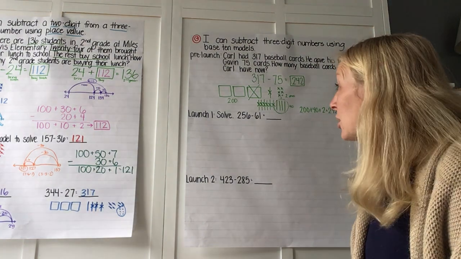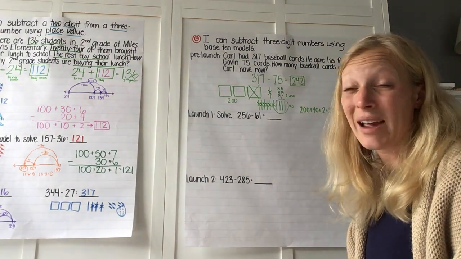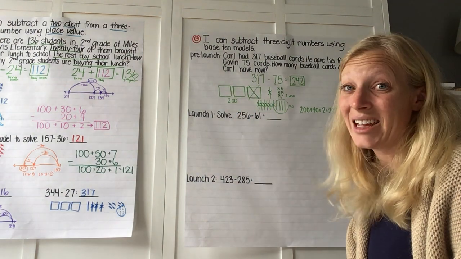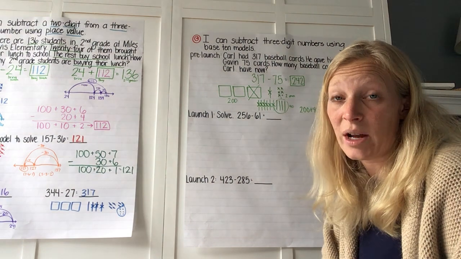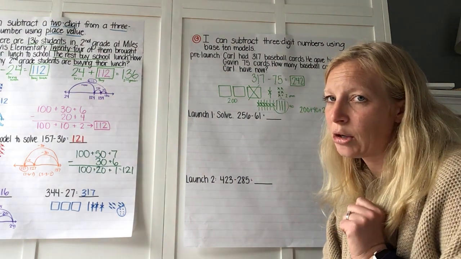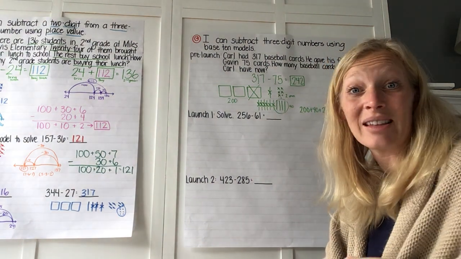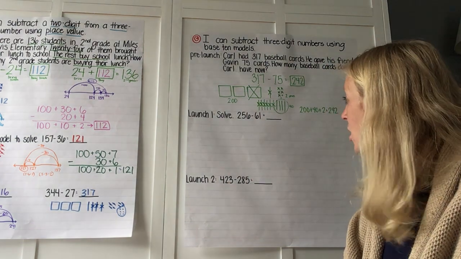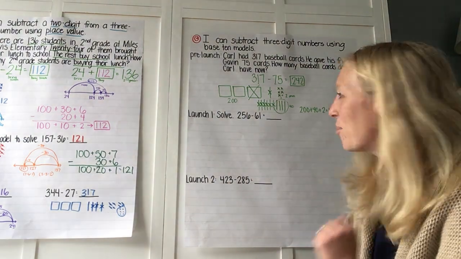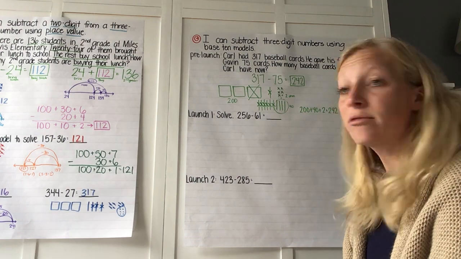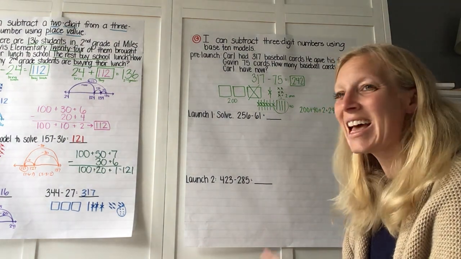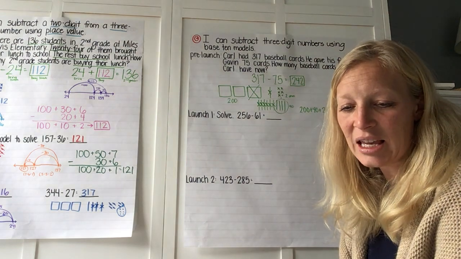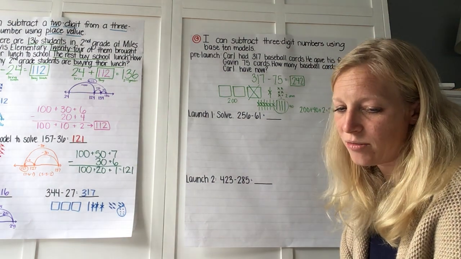And sometimes we might regroup our tens. We might have to break up our 100 and make 10 tens. Sometimes we'll have to do what we did yesterday, where we broke up a 10 into 10 ones. So be paying close attention to that regrouping piece today as we subtract using these base 10 models. Let's take a peek at our second problem. Solve, using your base 10 models, 256, take away 61. Say it for you one more time.